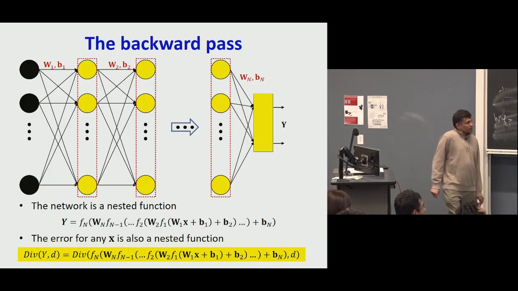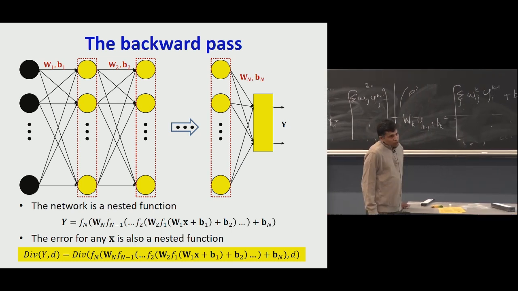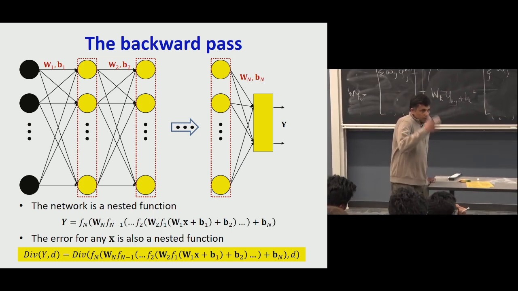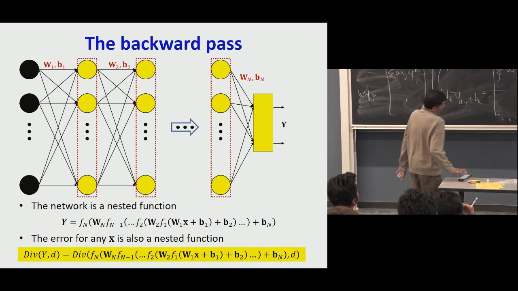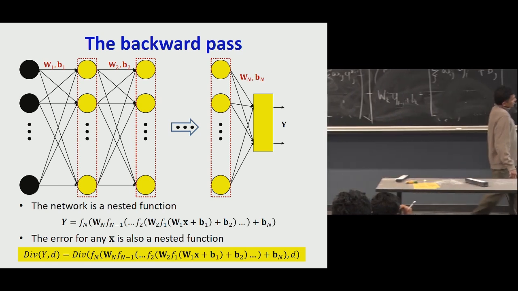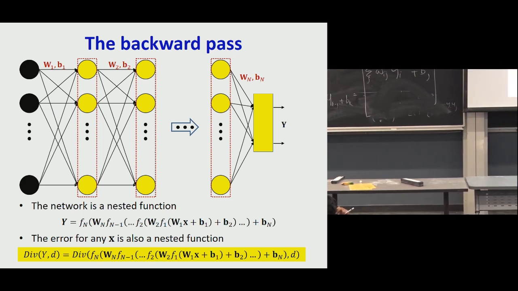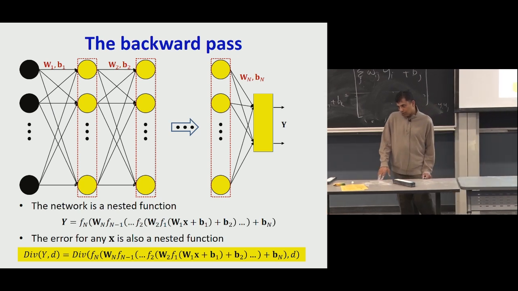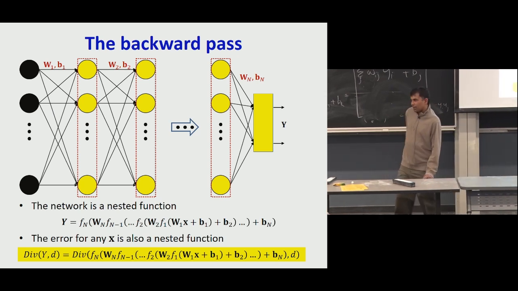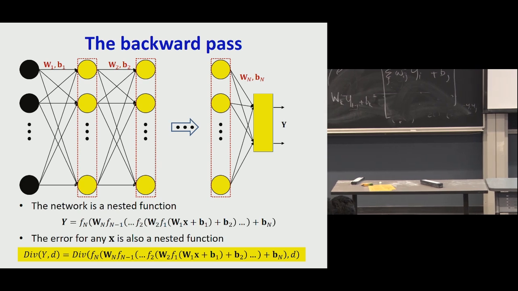What about the backward pass? It turns out the backward pass is equally simple. First, we need to compute a divergence, the divergence between the output and the desired output. The divergence is a function of the output of the network Fn, which in turn is a function of Fn minus 1 and so on. So the divergence is also a nested function, right?